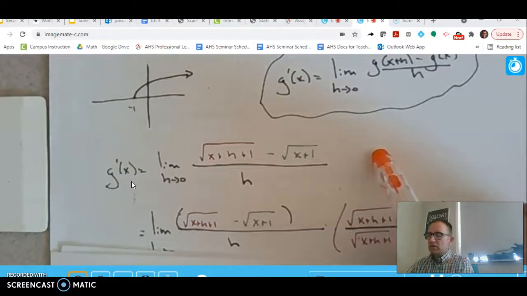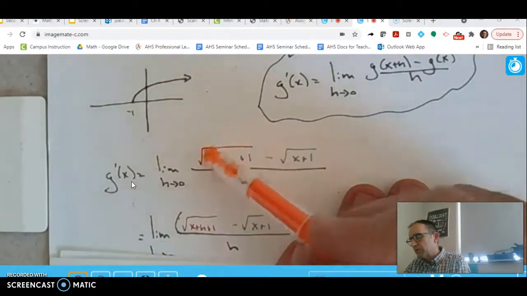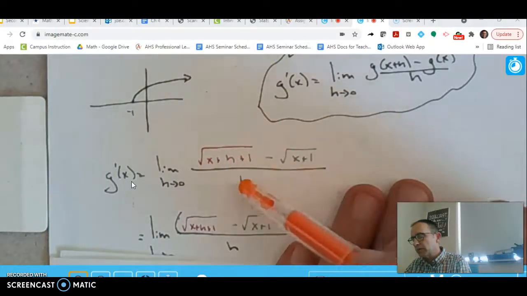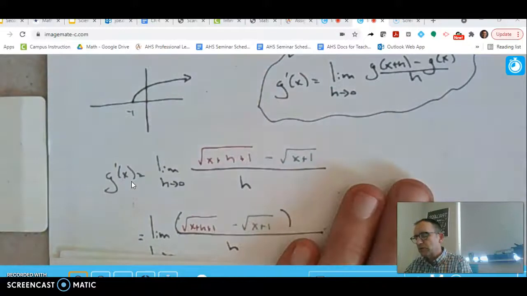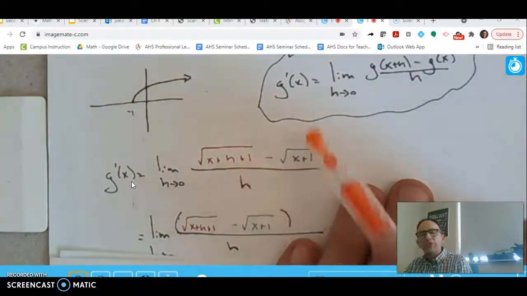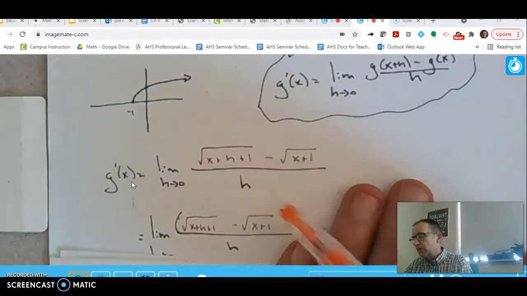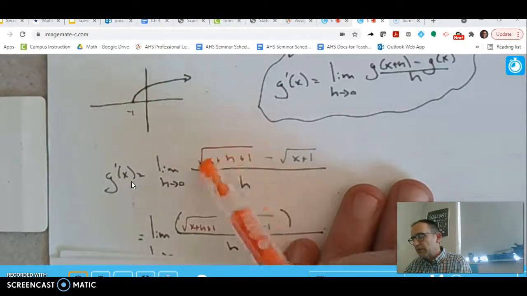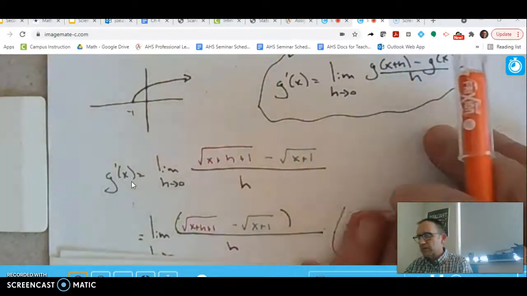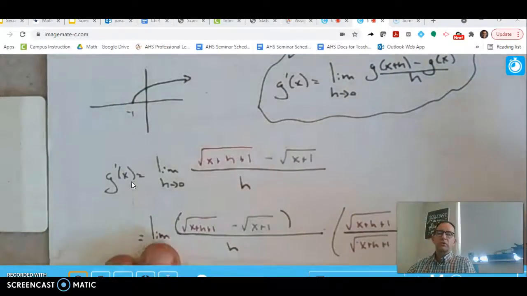Now, when I look at this thing, if I let h go to 0, I'm going to get the square root of x plus 1 for the red term, square root of x plus 1 for the green, and when I subtract that, it'll be 0. H is going to 0, so I have 0 over 0, an indeterminate form. When we had these square roots that were in indeterminate form, we'd multiply by the conjugate. So I have the conjugate of the square root of the red stuff minus the square root of the green stuff will be the square root of the red plus the square root of the green.